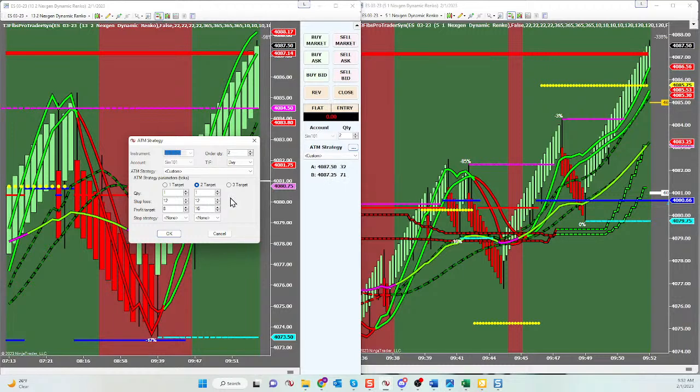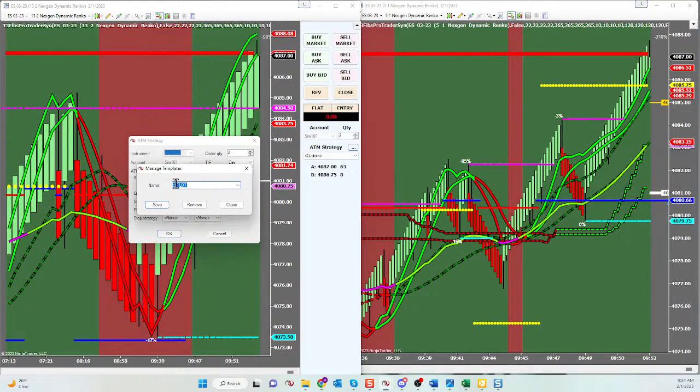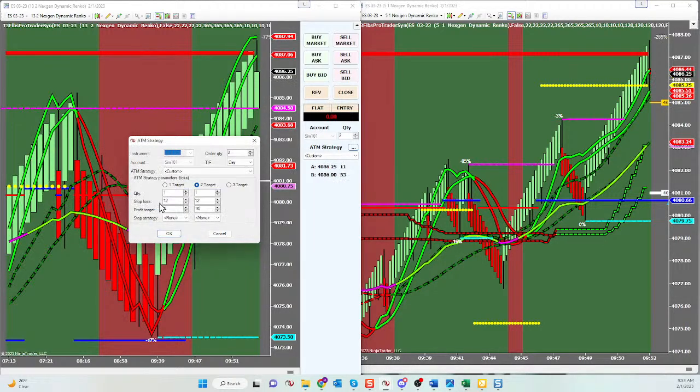We are 99% done. I'm going to right click in this gray area, and it's going to ask me to manage my ATM strategy templates, and it's going to have me name it. We can call it whatever you want. You can call it Ron's money making plan. And then I'm just going to click save. I hit Ron instead of Rob. Sorry, Rob. I'm going to hit OK.